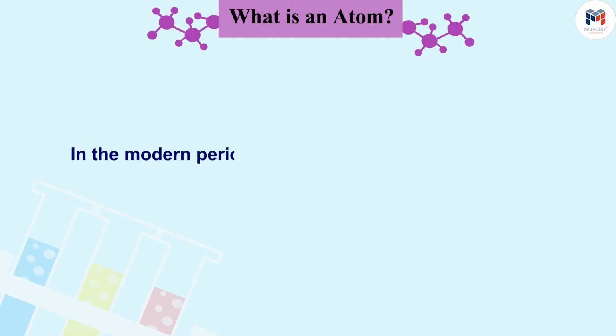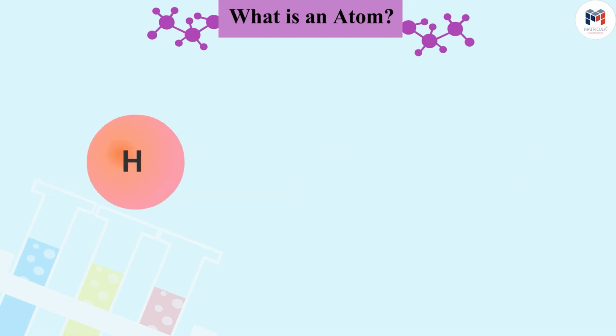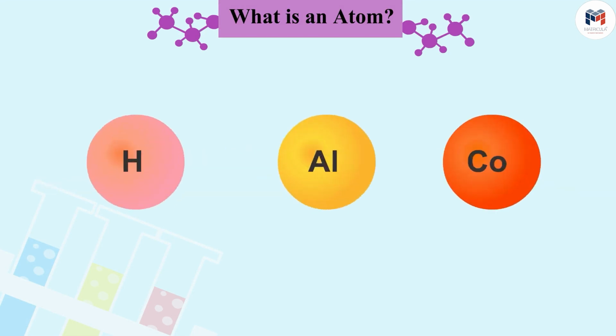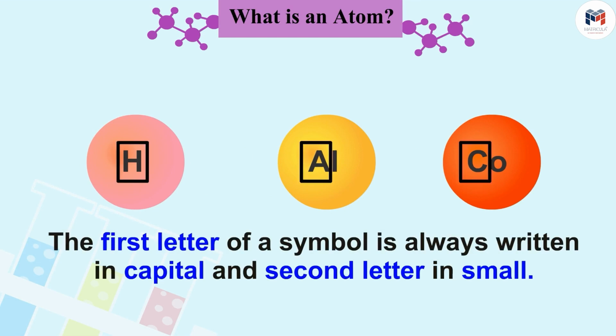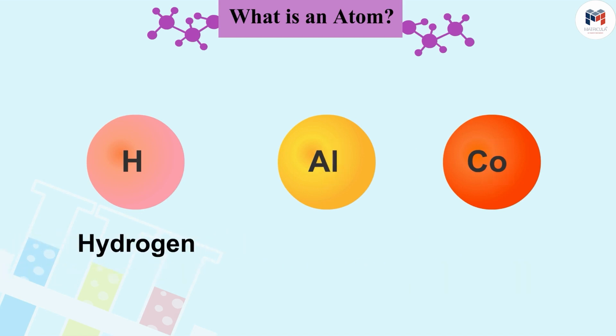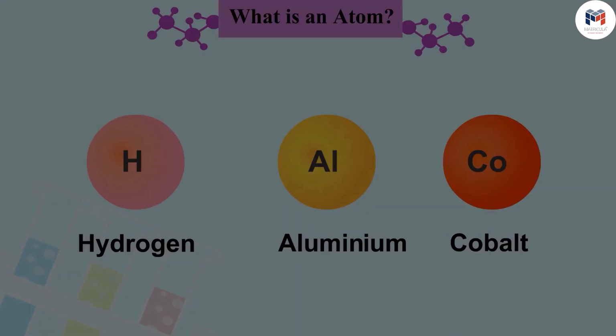In the modern period, the International Union of Pure and Applied Chemistry, IUPAC, approves the names of the elements. Symbols of most elements are made up of one or two letters of the English names of those elements. The first letter of a symbol is always written in capital and the second letter in small. For example, for hydrogen, H. For aluminium, Al. For cobalt, Co, etc.